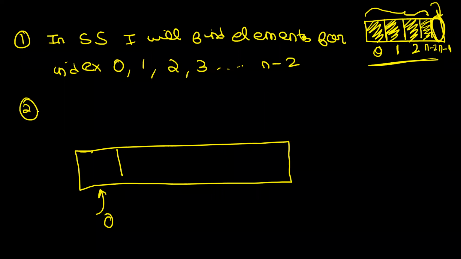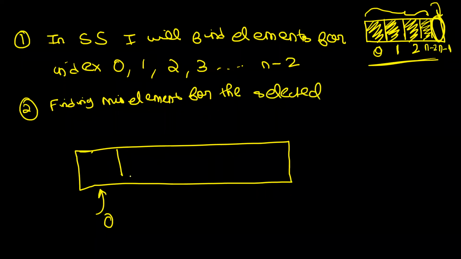What is step number 2? Yes, Tushar, it is opposite to bubble sort. Completely opposite to bubble. We will see. What is step number 2? Finding the minimum element for the selected index. Yes, correct. Find the minimum element for the selected index.